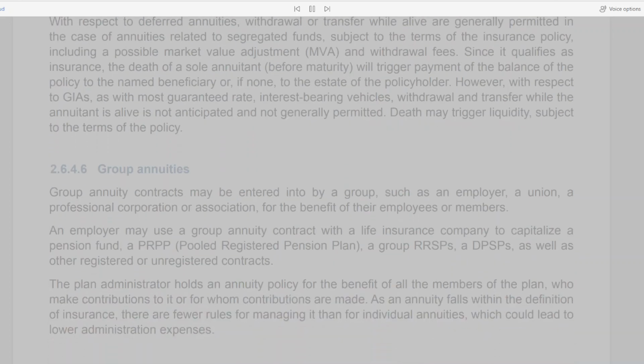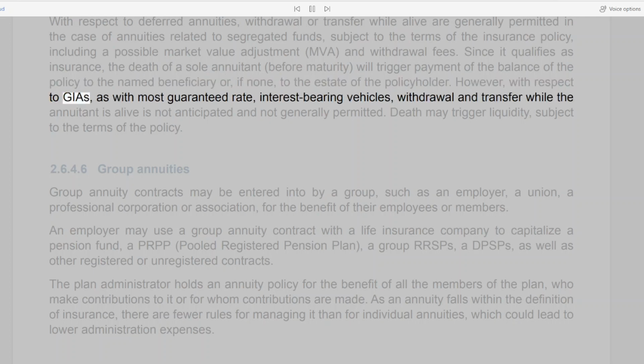With respect to deferred annuities, withdrawal or transfer while alive are generally permitted in the case of annuities related to segregated funds, subject to the terms of the insurance policy, including a possible market value adjustment, MVA, and withdrawal fees. Since it qualifies as insurance, the death of a sole annuitant before maturity will trigger payment of the balance of the policy to the named beneficiary or, if none, to the estate of the policyholder.